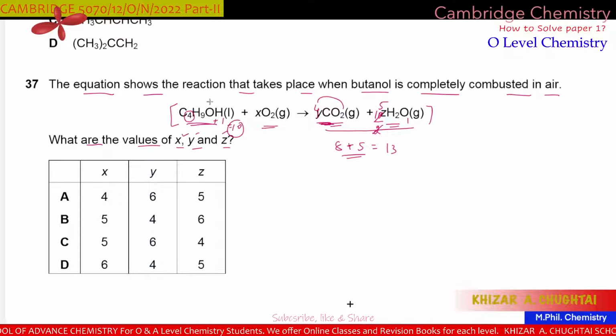On the left hand side, here is 1 oxygen and the rest of the oxygen should be there. So 13 minus 1 is equal to 12. 12 by 2 is equal to 6. So 6 moles of oxygen will be used, 4 moles of CO2 will be formed and 5 moles of H2O, steam, will be formed. So 6, 4 and 5 are the numbers. D is the correct option.